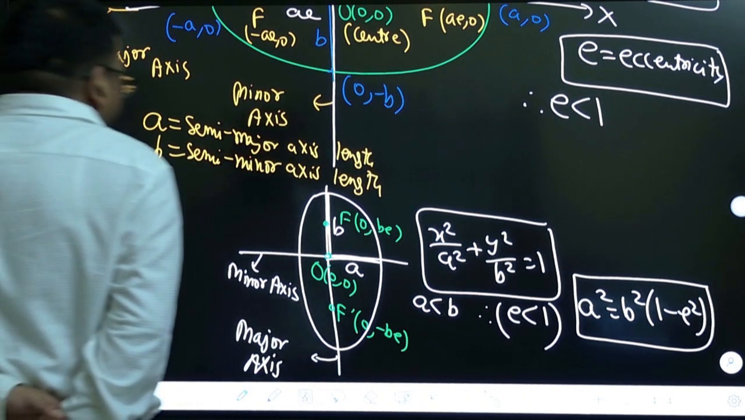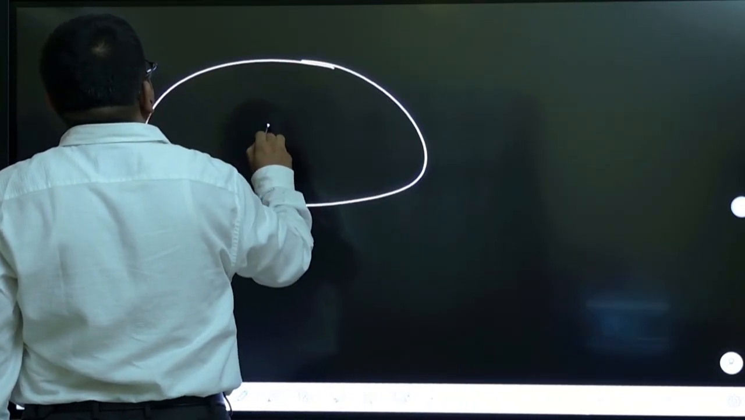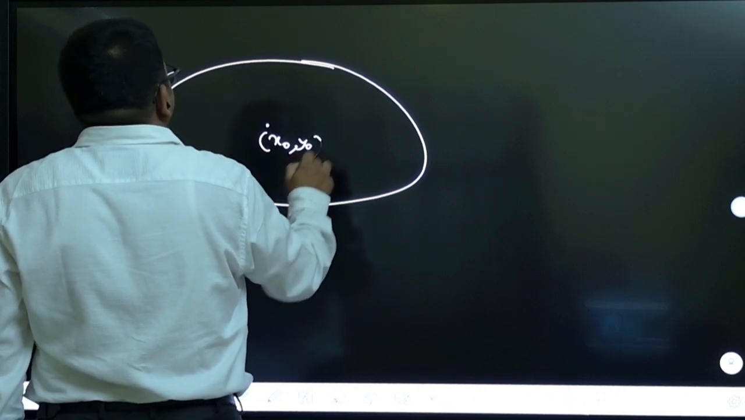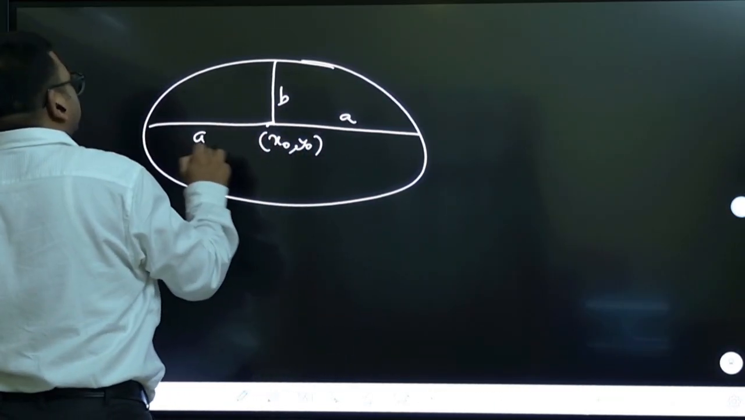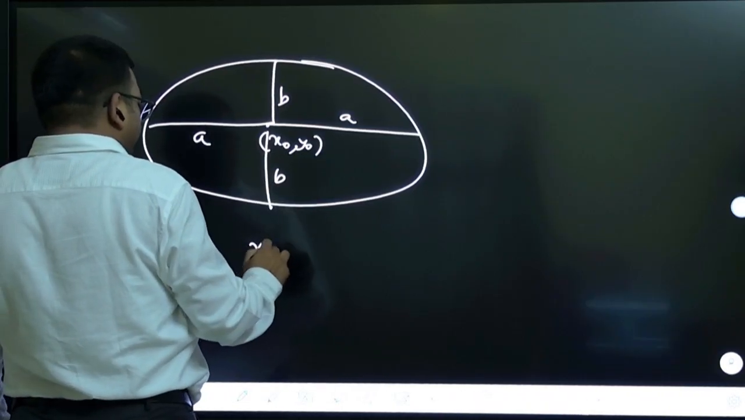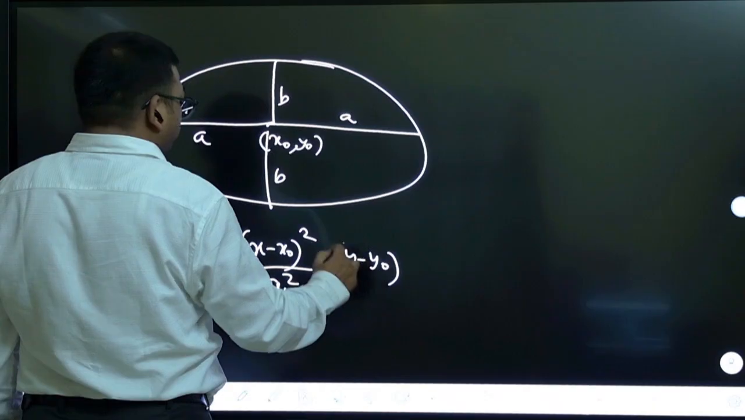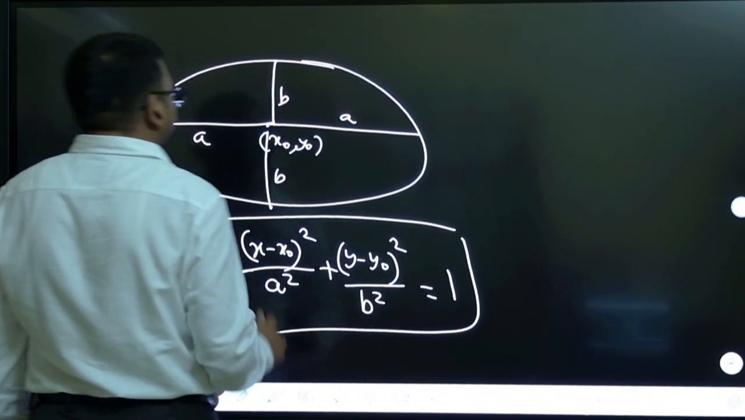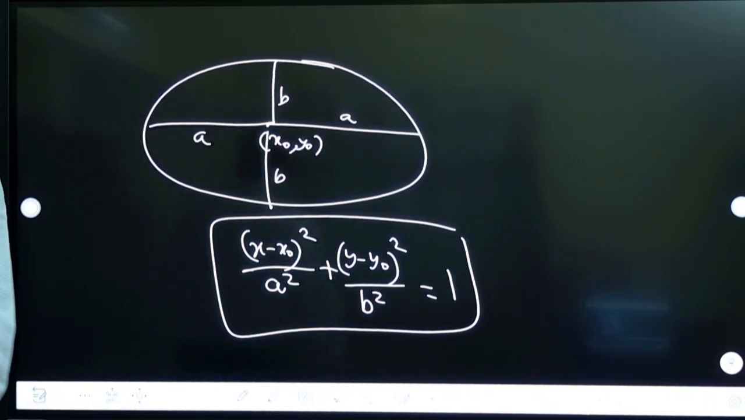Okay, so this is the ellipse. Then shifting can also be done here. Suppose this is the ellipse, but its center is something else. x naught comma y naught is the center, right? And this distance is a, and this distance is b. This is also again a, and this is also b. So here x minus x naught whole square by a square plus y minus y naught whole square by b square is equal to 1. This is how we can shift the equation. The center is shifted now. Okay, done. That's what it is.